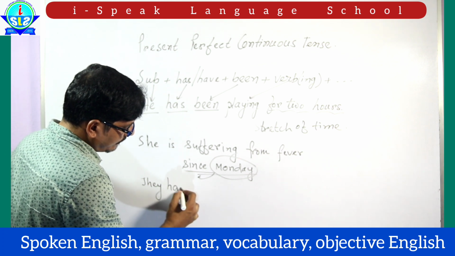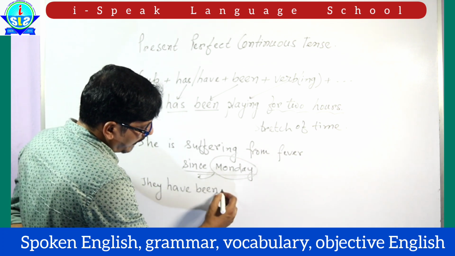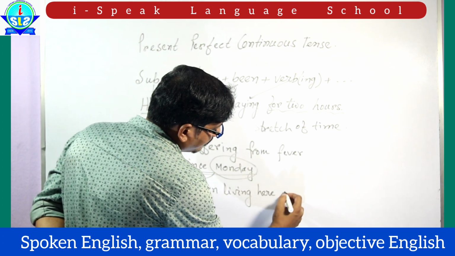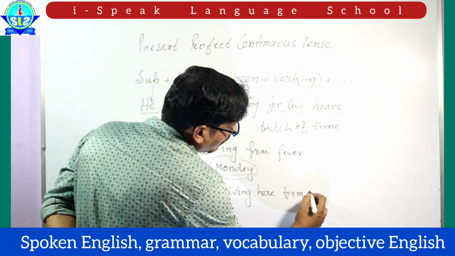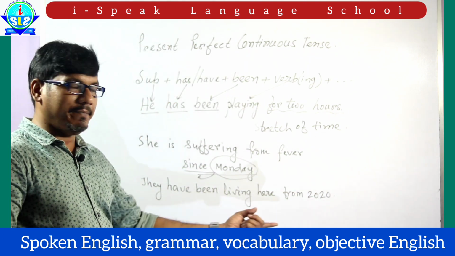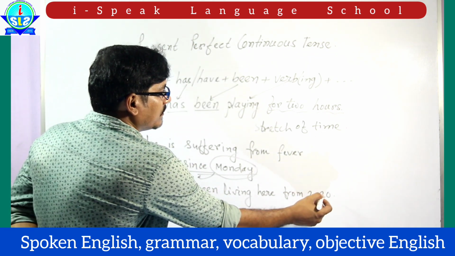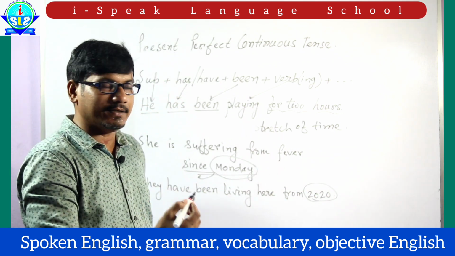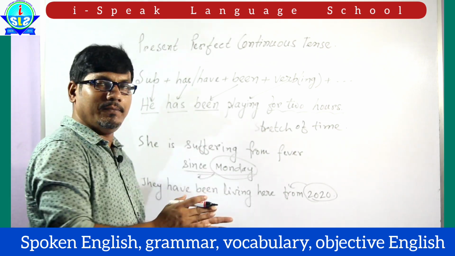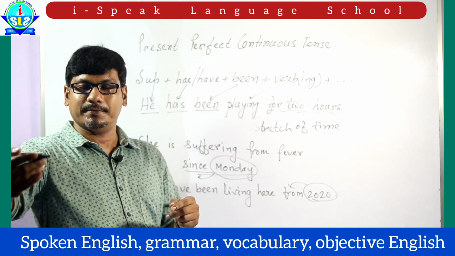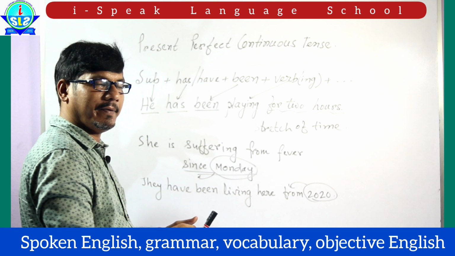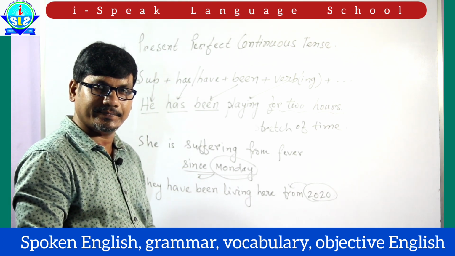They have been living here from 2020. That means 2020 is a time, a year, and from that year 2020, they live here. That means they have been living till this day. That is present perfect continuous tense.